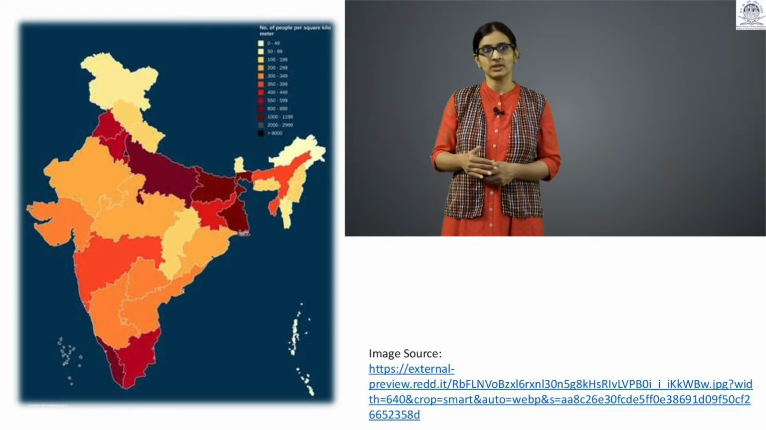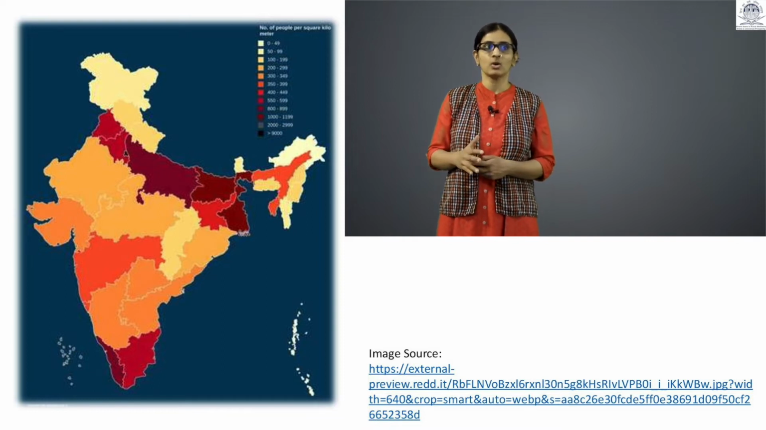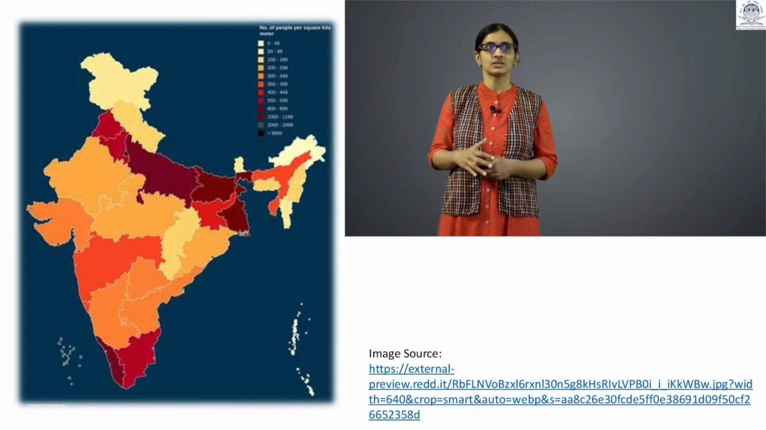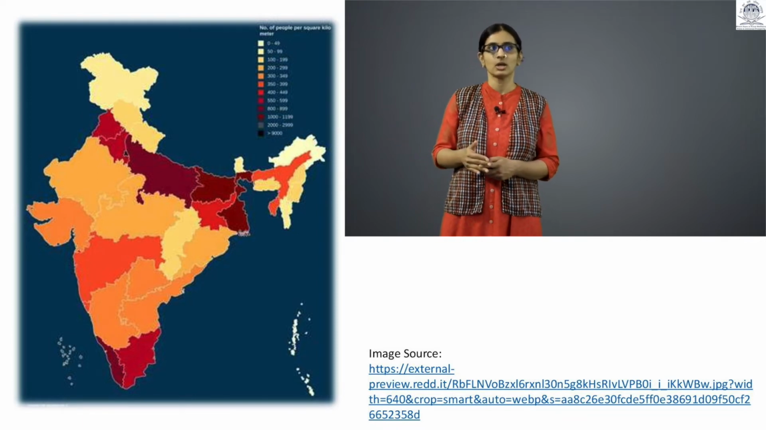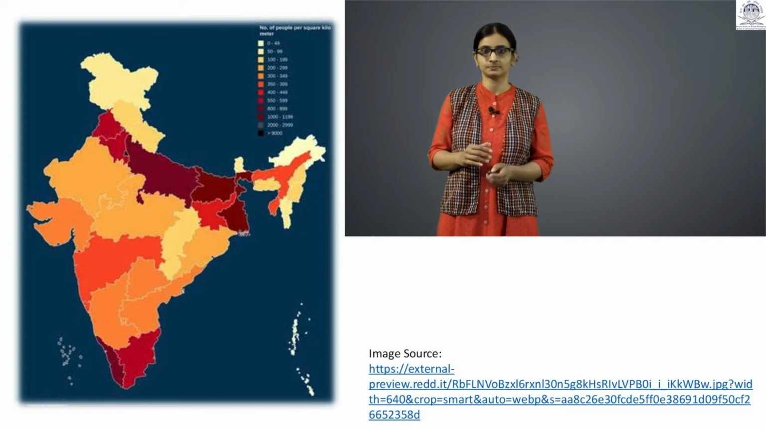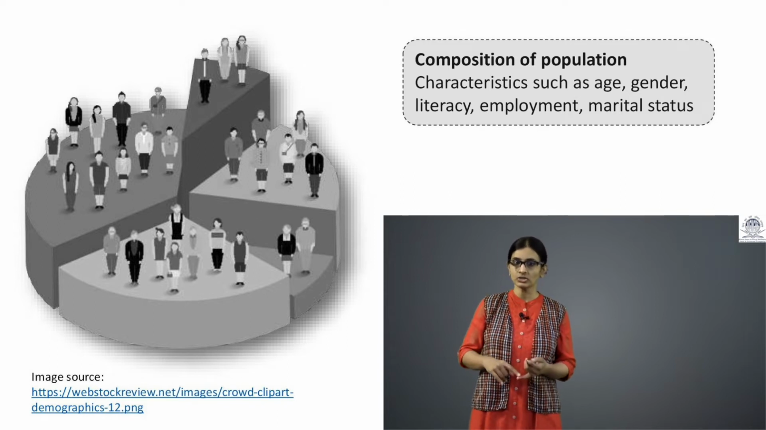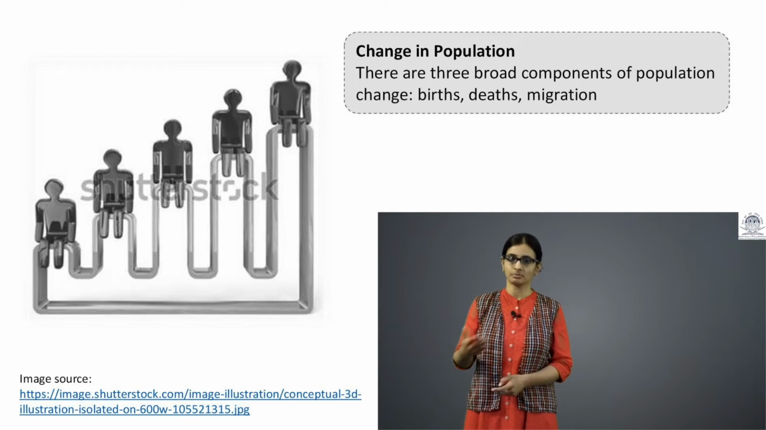Other states with high population density are the state of West Bengal and the state of Kerala, which report about 1,000 to 1,199 or between 1,000 and 2,000 persons per square kilometer. States with low density of population are in the northeast, for instance Arunachal Pradesh, which shows a population density of between 0 to 49 persons per square kilometer. Composition of population refers to characteristics of population such as age, gender, literacy, employment, marital status, etc. A change in population can be recorded through three broad components: births, deaths and migration.